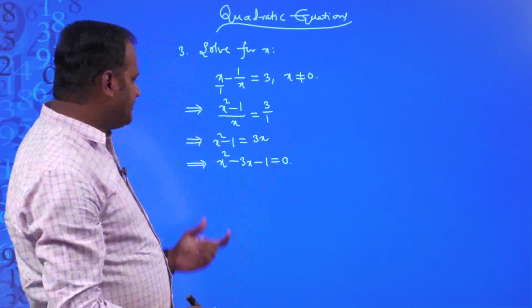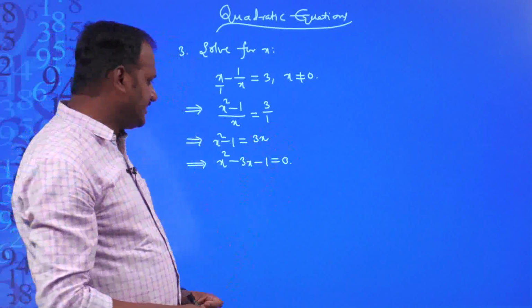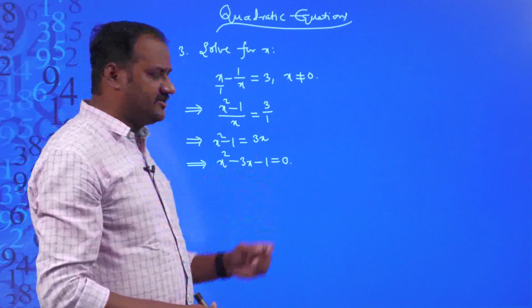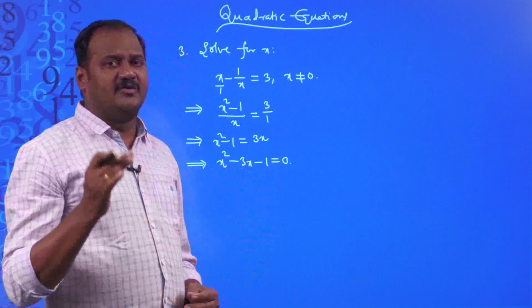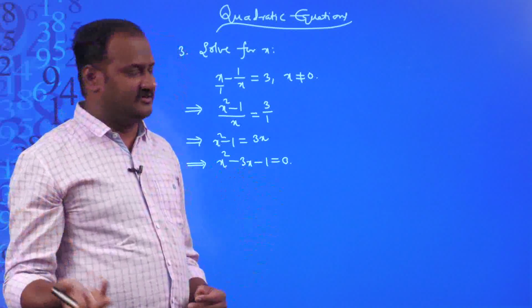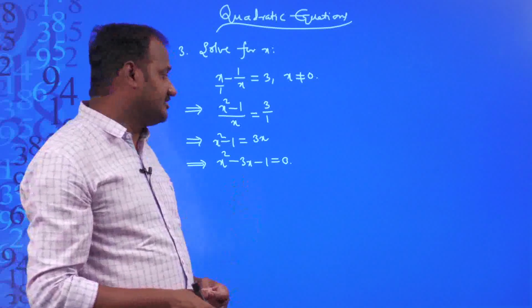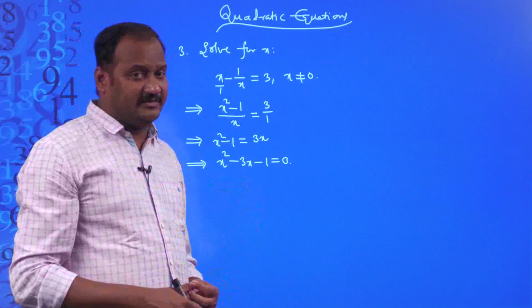But is it possible to factorize this by the splitting middle term method? It is not possible, because x square into minus 1 is equal to minus 1x square. What are the factors of 1? 1 ones are 1. When you subtract 1 from 1, you will get 0, but it is 3. So, that is why it is not possible to solve this by using the splitting middle term method.